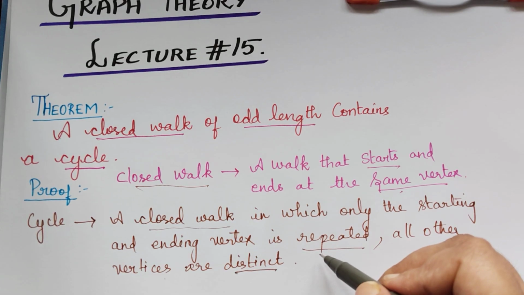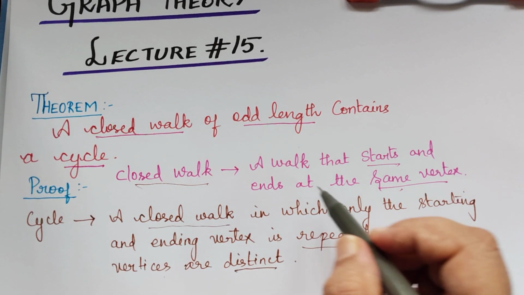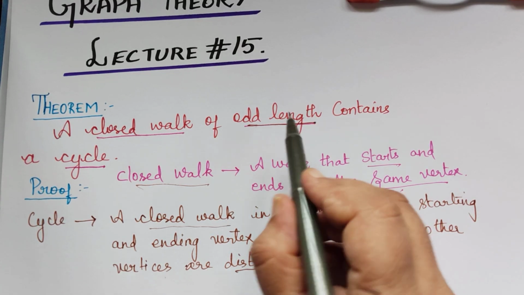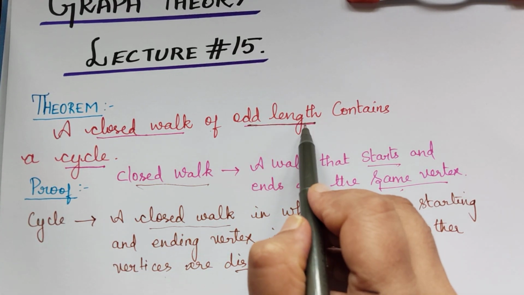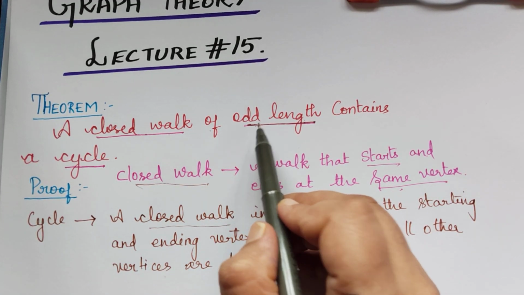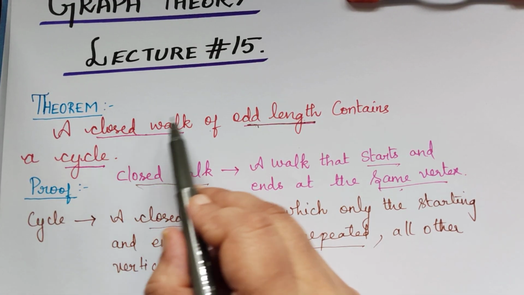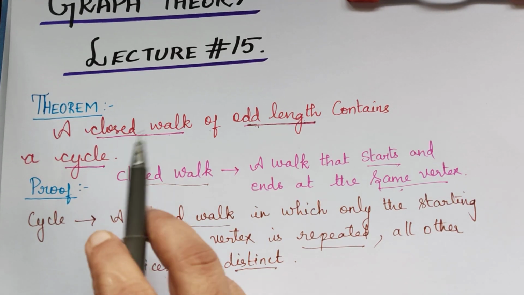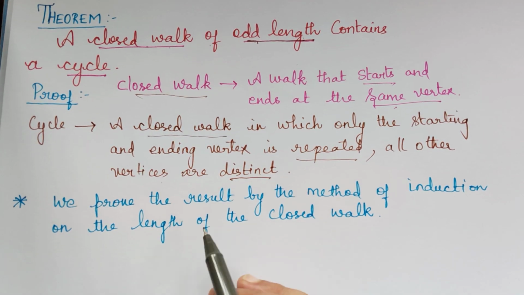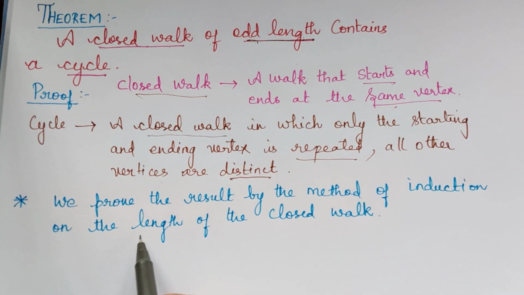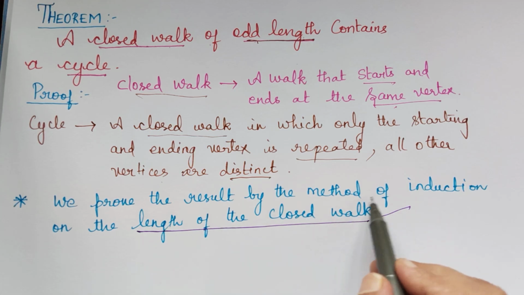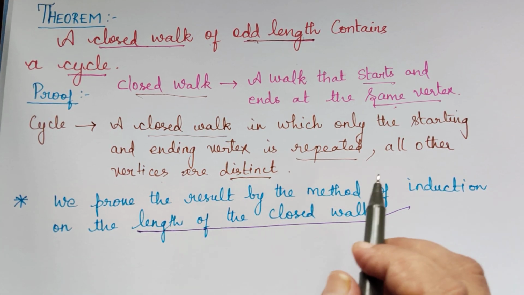Now we know that the length of the walk is the number of edges in that walk. So now we are going to prove that a closed walk with the number of edges being odd will contain a cycle. So this is what we are going to prove. Let us prove this theorem by the method of induction. We are going to apply the method of induction on the length of the closed walk.